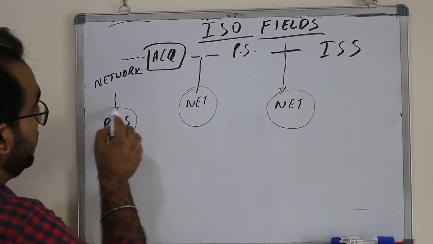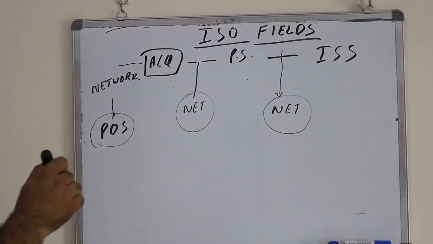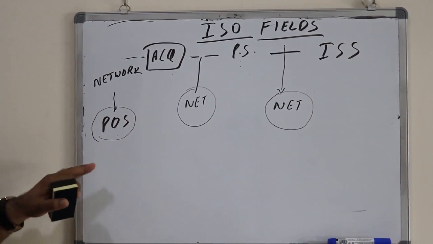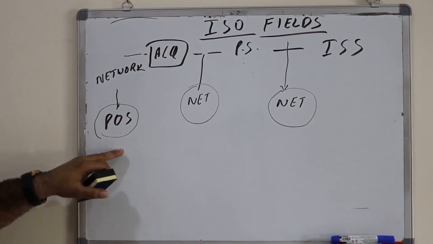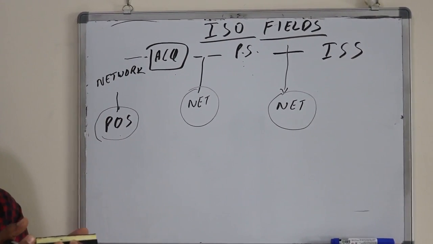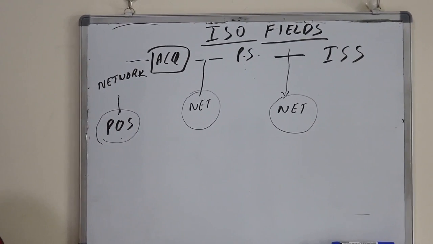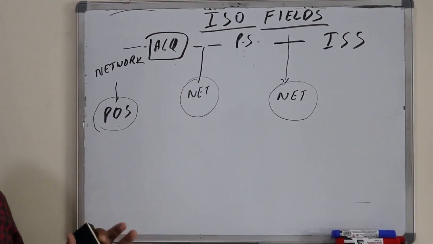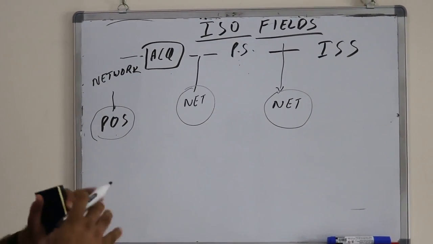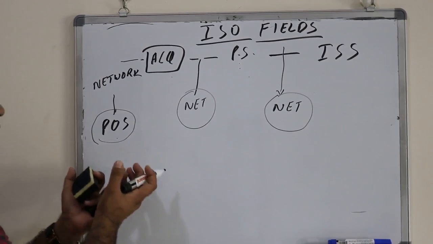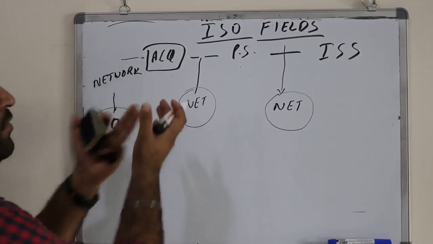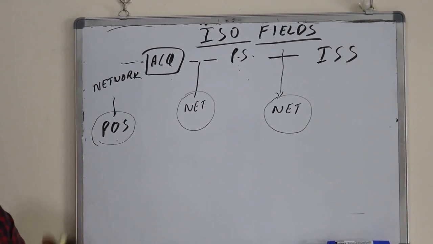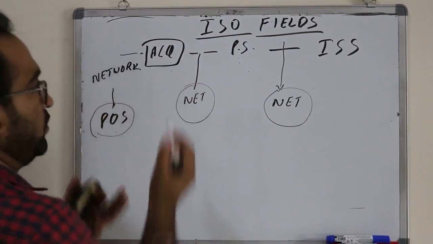When a card is swiped on the POS terminal or any other terminal, it can be an ATM terminal or any mobile POS terminal, this terminal will build a message. It will capture the card number, the amount, the merchant name, and so many other things which we will cover slowly. For now, to understand this, they will build one message and send it to the acquirer. So the acquirer will understand, okay, this is the card number, this is the amount of the transaction, this is the PIN, this is chip data.